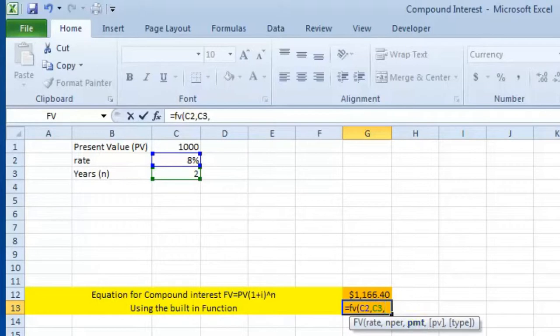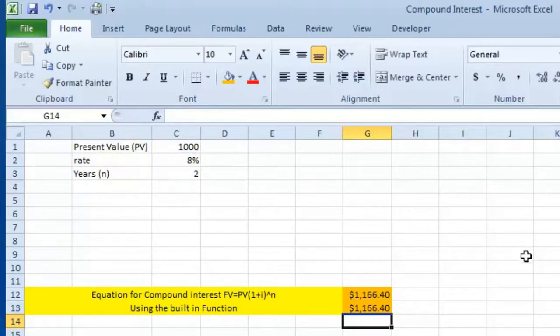We're going to actually leave that blank, and then we're going to do a negative on the principal, and that's due to the function actually looking at it like an annuity and taking payments on it, but that should come out to be the exact same number.